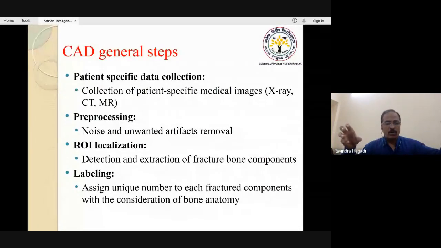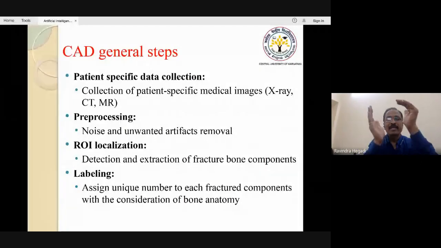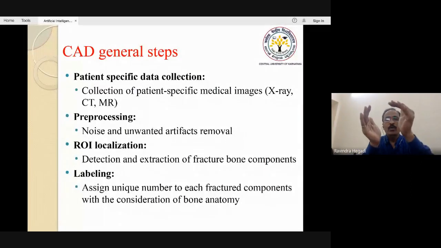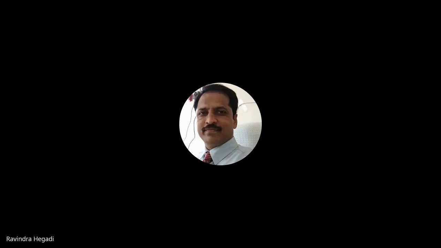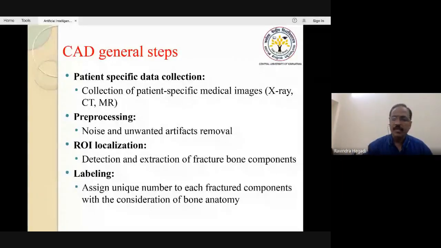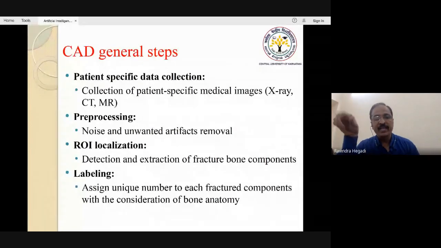The bone will be long, and the fracture may have happened in a small part. You are only interested in that part, so you have to localize. Otherwise, you start running your algorithm and it may work on the normal part, unnecessarily wasting time, or it may give a wrong result, which will not help the doctors to conduct their surgery. So you have to localize the area where you are interested.